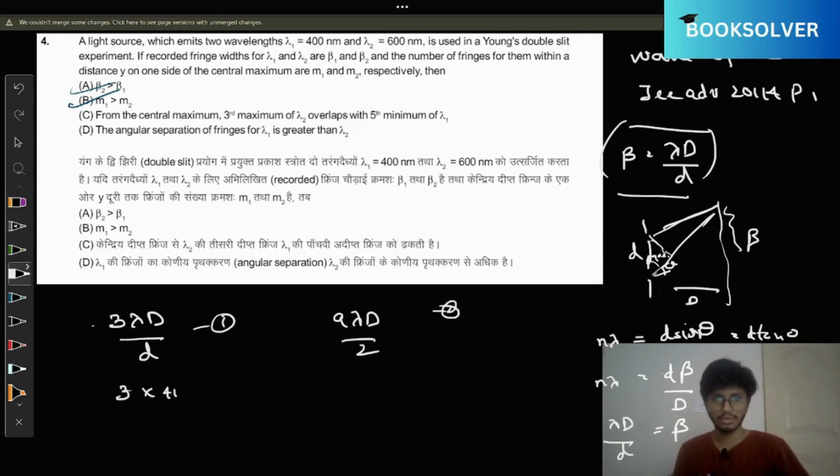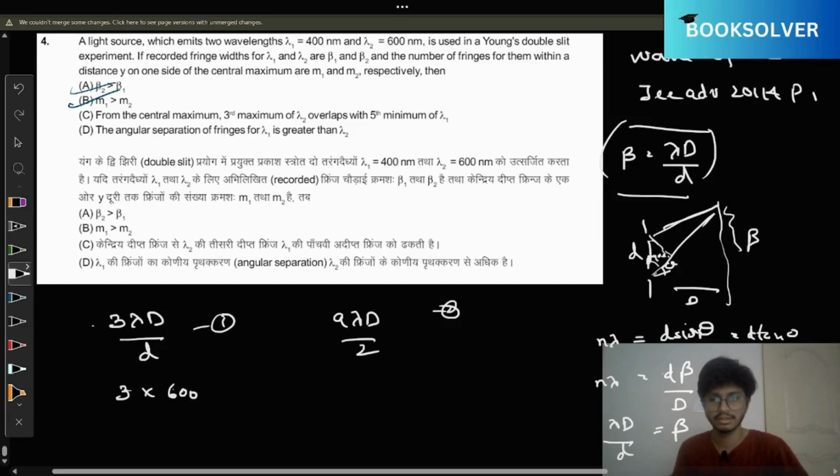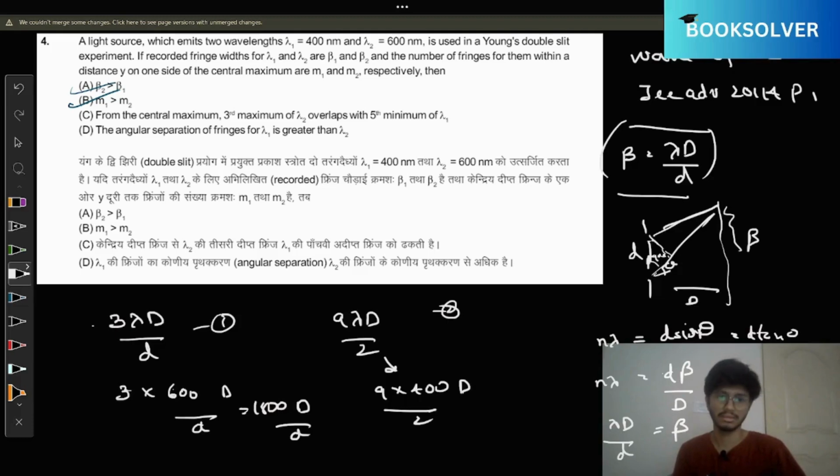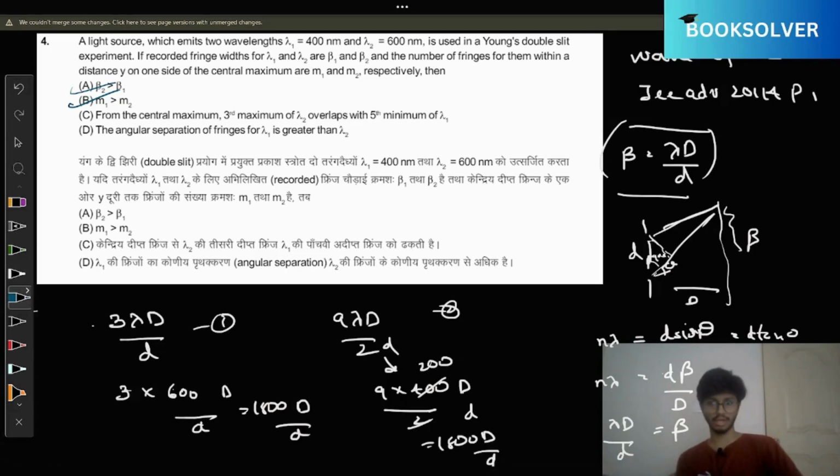3 into 400 for maximum of lambda 2, right? So 600 lambda D by d. So it is 1800 D by d. And 9 into 400 by 2, D by d. So this comes out to be again 1800 D by d. So yes, it is true, they do overlap.